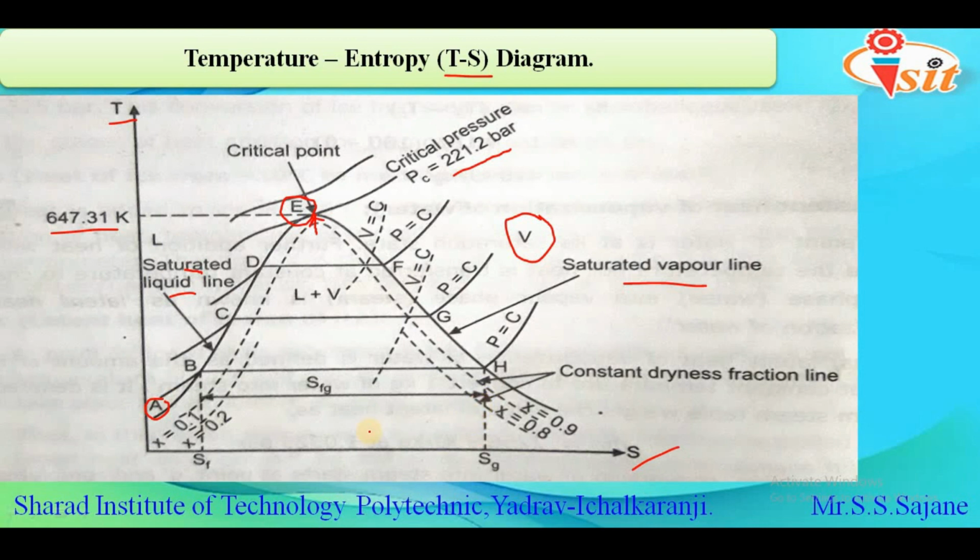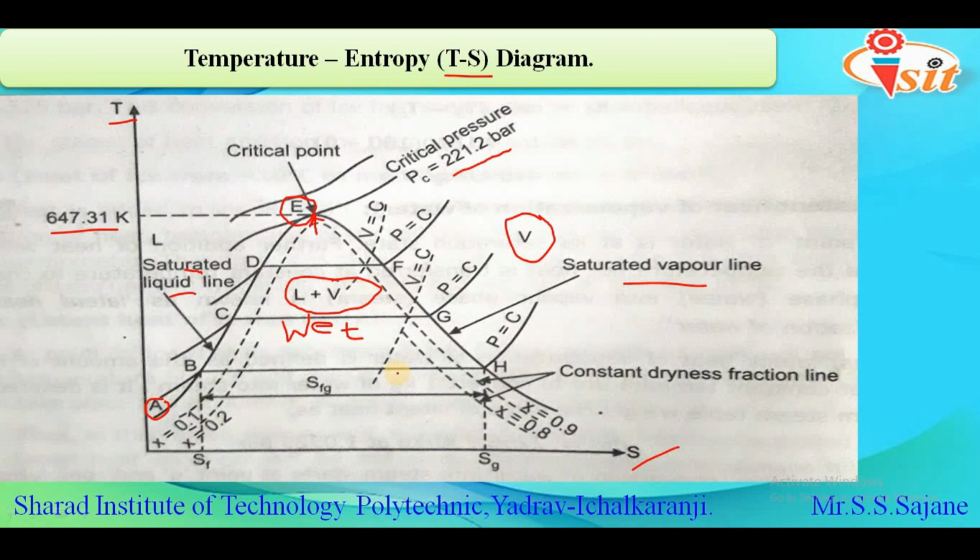Here we can see certain notations that are used, that is SF, which is the entropy of liquid. Again we can see SFG, this is the entropy of evaporation. Again we have SG, which is the entropy of vapor. So these were the notations for entropy. If we consider the area under this curve, which they have represented as L plus V, we call it the wet region. That is nothing but a mixture of liquid plus vapor. So this was all about the temperature entropy diagram.